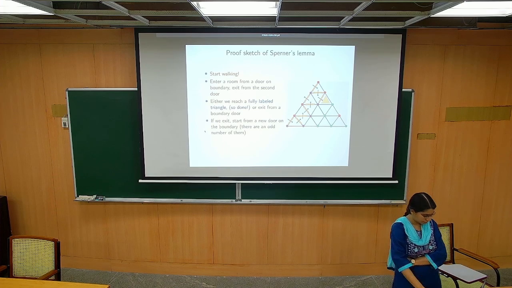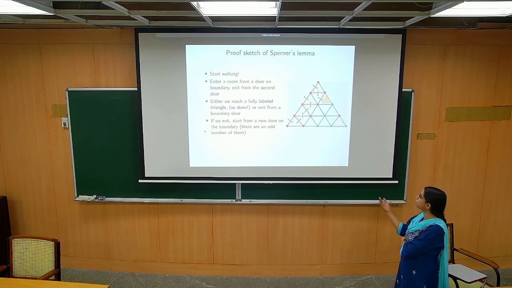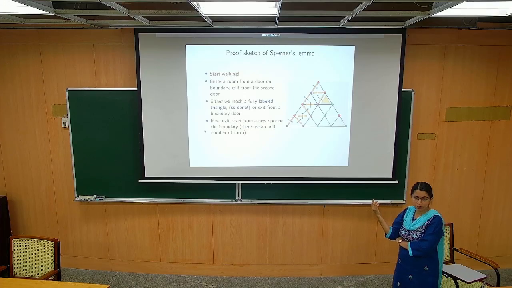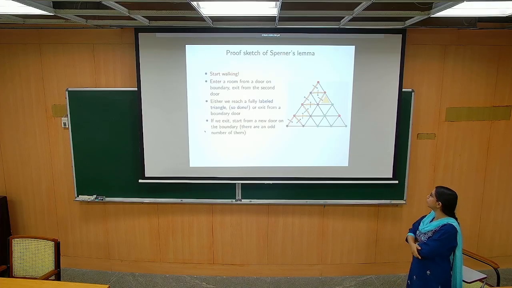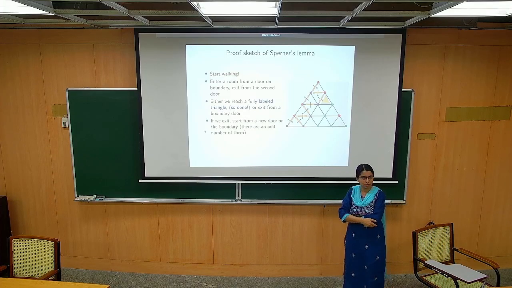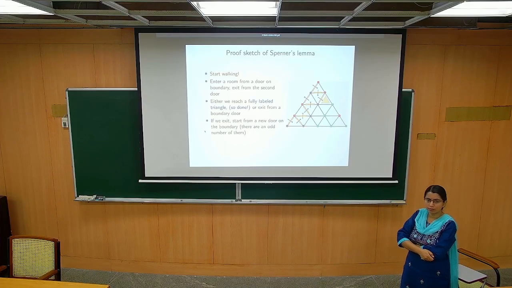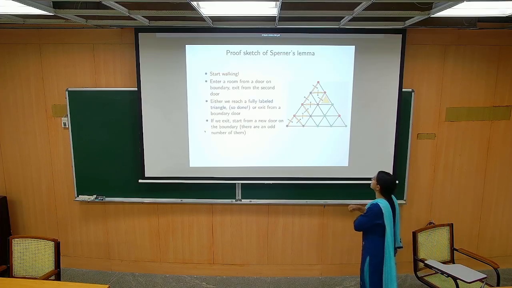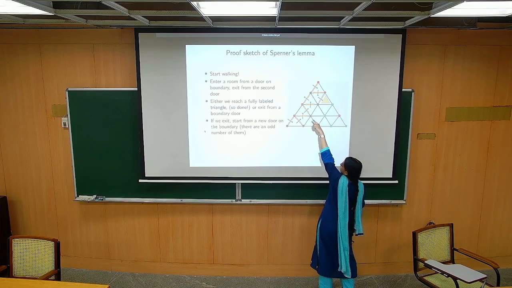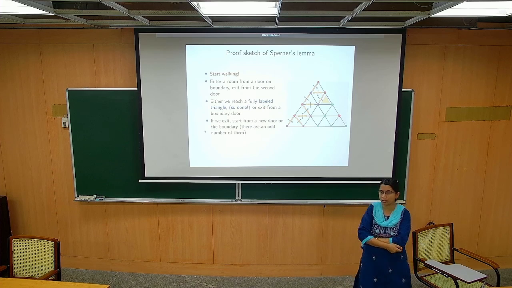So I hope you can convince yourself that this procedure cannot stop without finding a fully labeled triangle. On the other hand, it has to stop because we are exploring different doors. Why can't we repeat a door in the second walk, like we entered from the top one? Why can't we come out from the middle one again? If we could do that, then we would be again stuck.